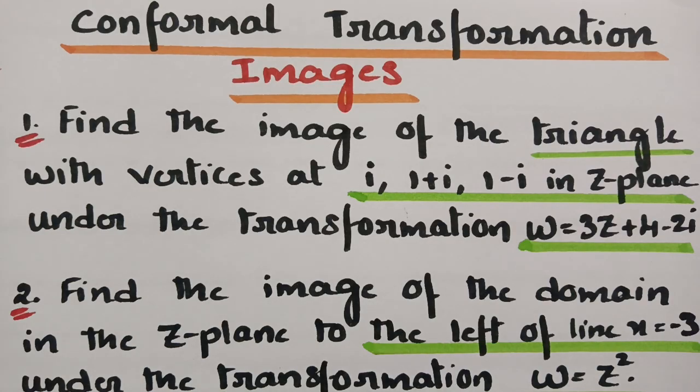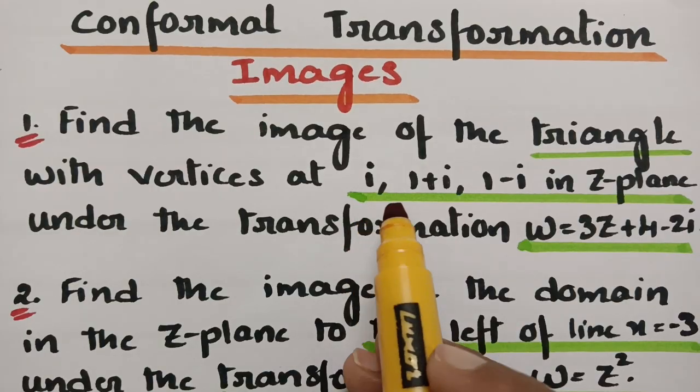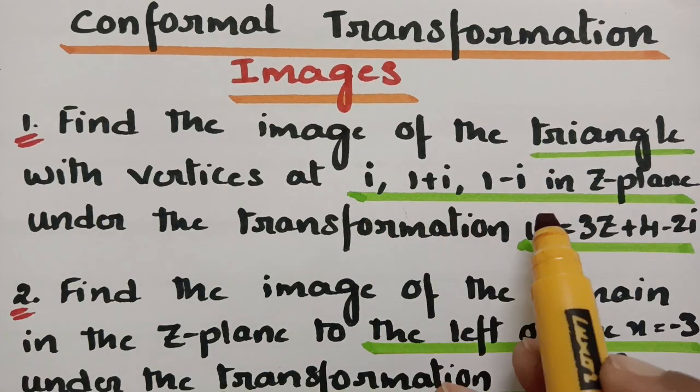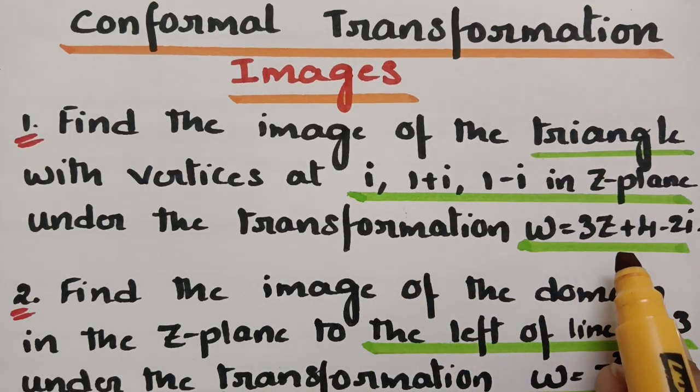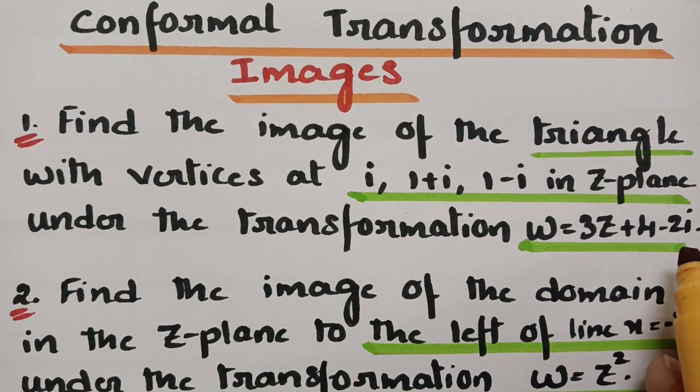The topic today is on conformal transformation. So I am going to find out the images of Z plane in W plane. These two important questions are flashing on the screen, for which you will be getting a solution within a few minutes. Find the image of the triangle with the vertices at i, 1 plus i, 1 minus i in the Z plane under the transformation W is equal to 3Z plus 4 minus 2i.